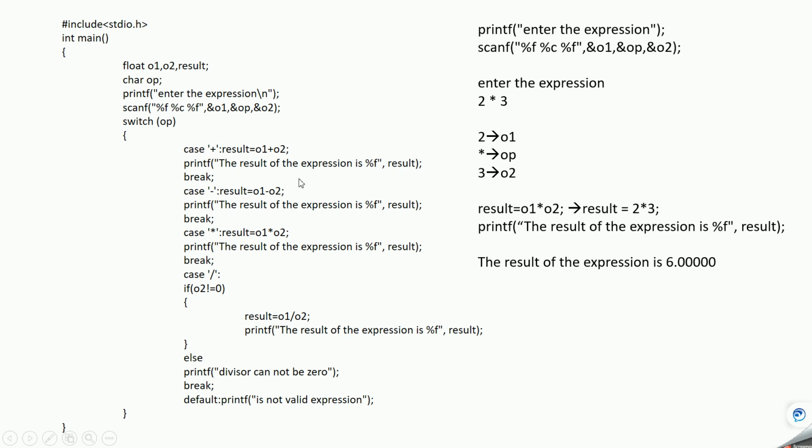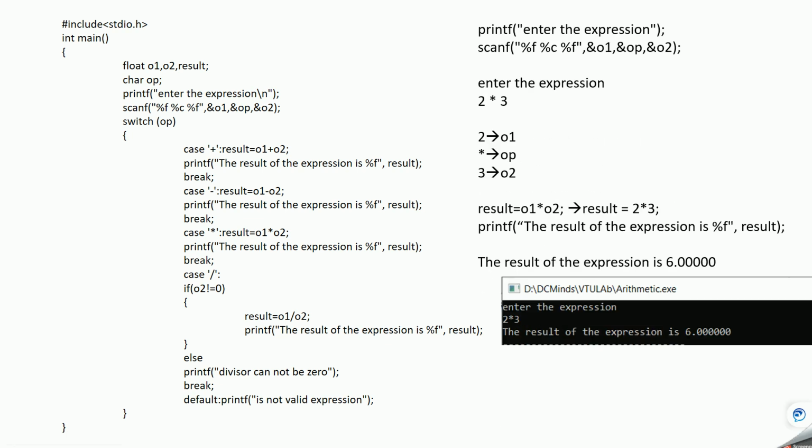Okay, if you don't know the concept of switch case, then you can watch my videos in the link given below. The final output will be like this: you will first be asked to enter the expression, then you'll say 2 star 3, and then the result of the expression is 6.0. Okay, so like this you can try for minus and then for division.